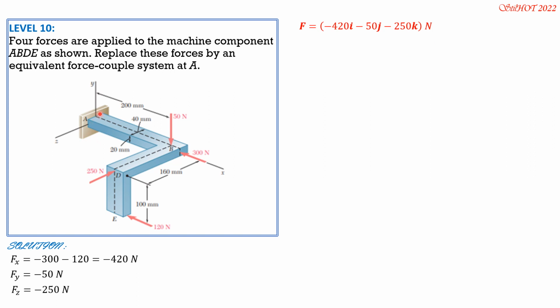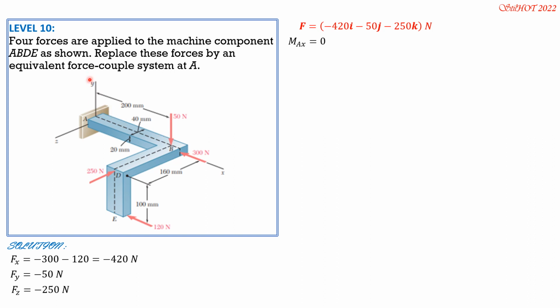For the moment about A, so moment about AX is this. So these two forces are parallel and act on the x-axis, so we'll have no moment. This 250 here passes through the x-axis, so no moment. And this one is parallel to the x-axis, so no moment. So MAX is 0.